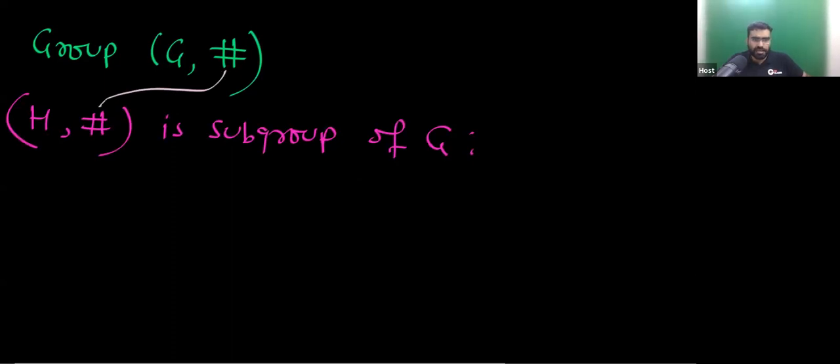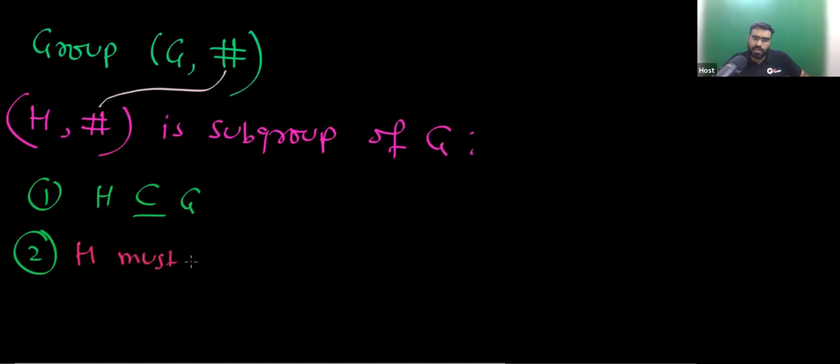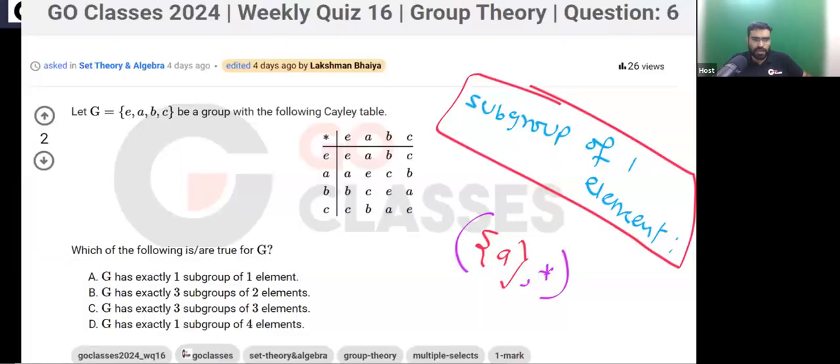So when can I say that H is a subgroup of G if and only if, first of all, H must be a subset of G. Second, H must be a group. Only these two requirements are there. So if I create this {A}, what is the problem here? This is a subset of G, right? But this is not a group.